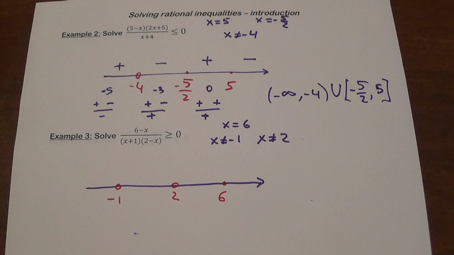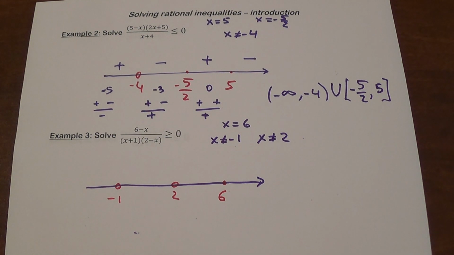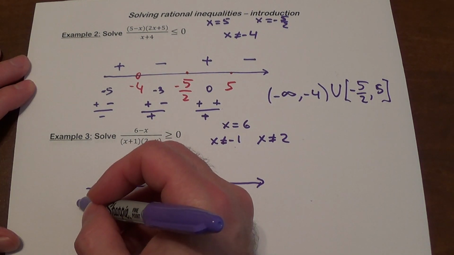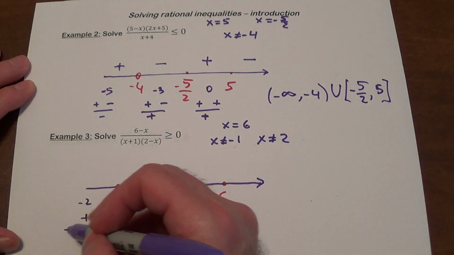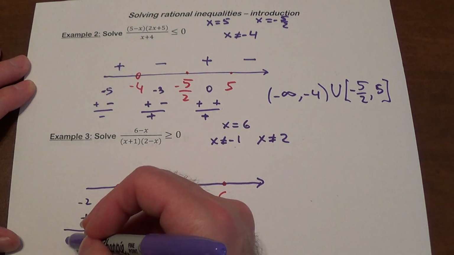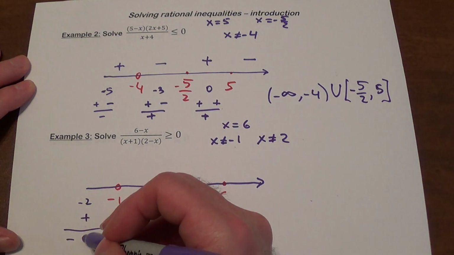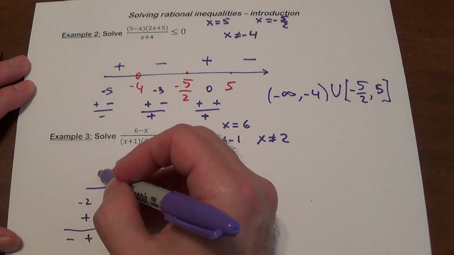So how do the signs go here? Let's take a look. So let's pick a number. Here we pick negative 2. 6 minus negative 2 is positive. Negative 2 plus 1 is negative. 2 minus negative 2 is positive. The sign here is going to be minus.